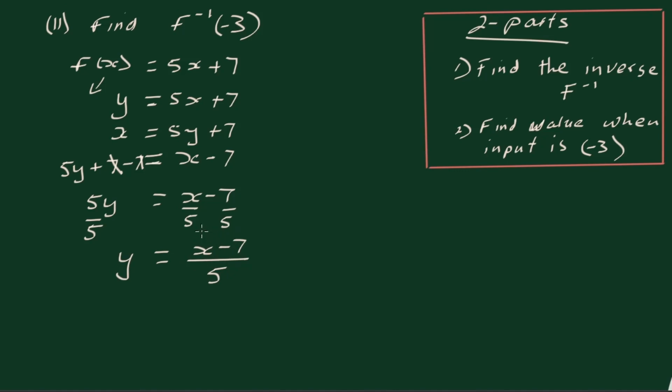And again, if I have a fraction with a common denominator, I'll just express my numerator over a common denominator, 5 in this case. I indicate that this is my inverse function. So my inverse function f inverse of x equals x minus 7 all over 5. And this is my inverse function.